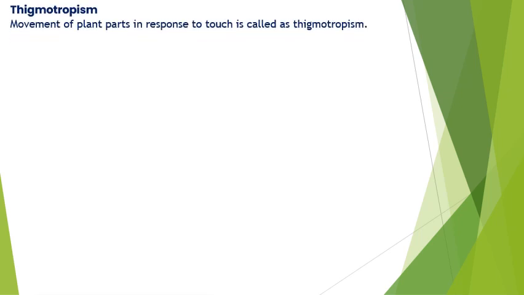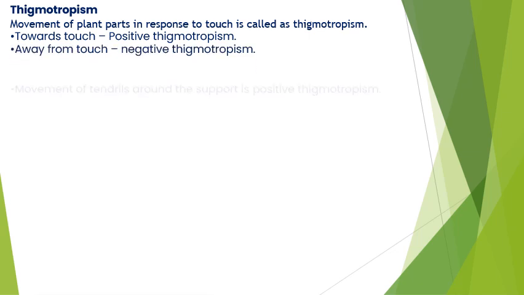Now let us try to understand the last concept, thigmotropism. So what do we mean by thigmotropism? It is nothing but the movement of the plant in response to touch. Movement towards touch is positive thigmotropism, and movement away from touch is negative thigmotropism.